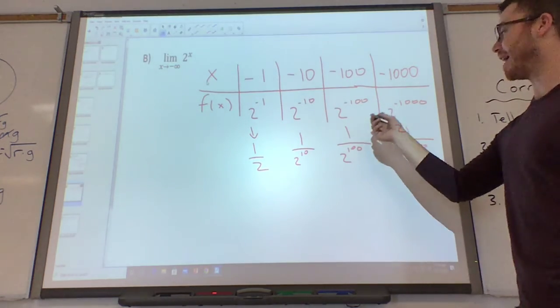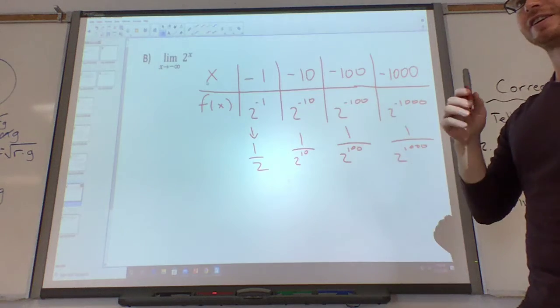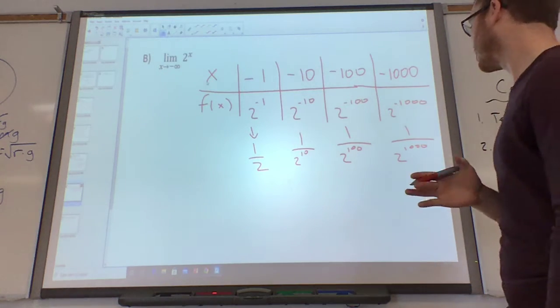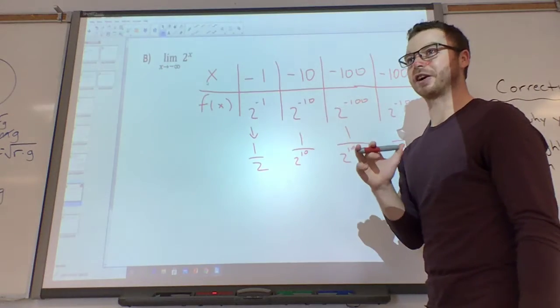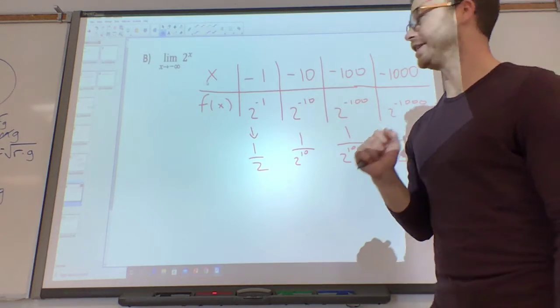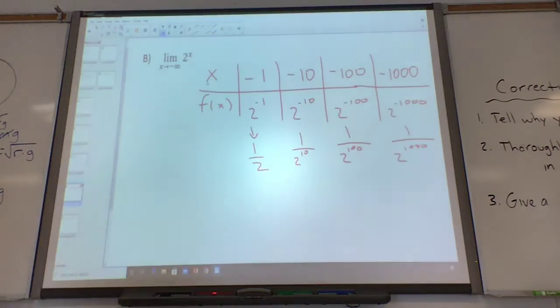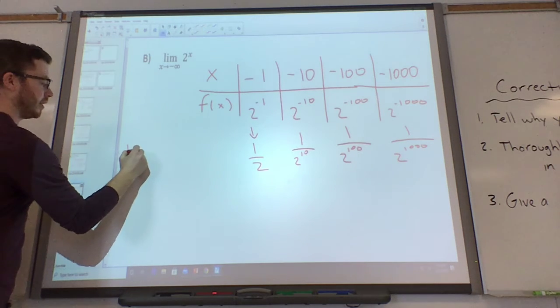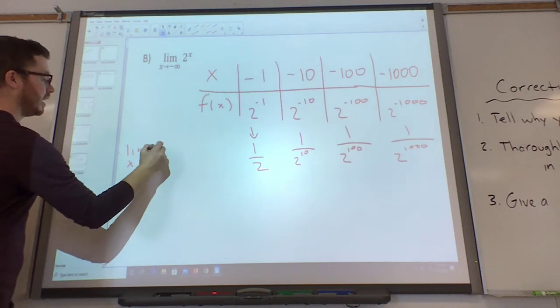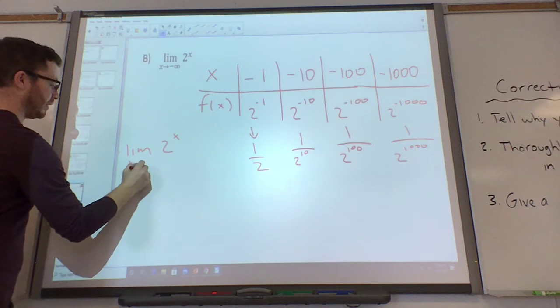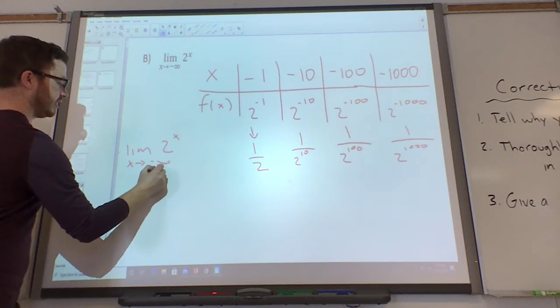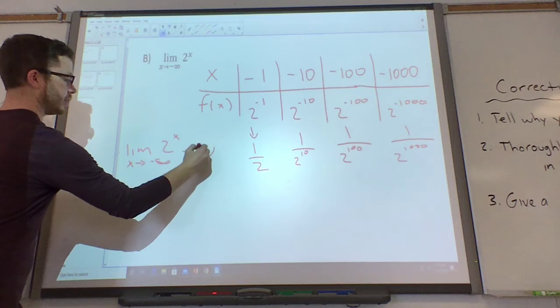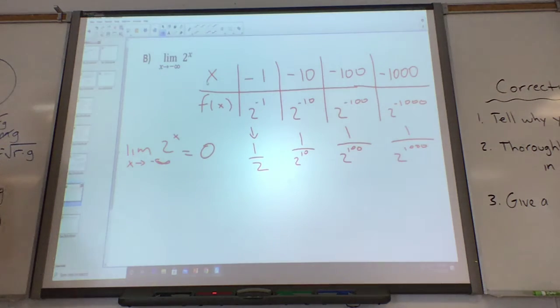What's happening to our f of x? Smaller and smaller and smaller, but never going to actually reach 0, right? But it's approaching 0. So what do we say the limit of this function is then? 0, good. So the limit of 2 to the x, as x approaches negative infinity, is equal to 0. We're getting closer and closer and closer.